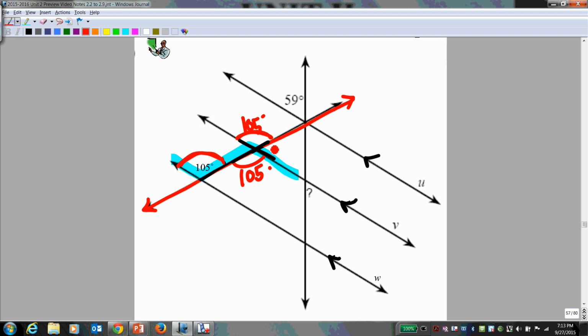Be very careful here. There's another set of armpits of the Z. I'm going to switch colors so you can see it. Armpits of the Z. That means this whole thing is 105. Corresponding, same side, right there, that's 105. Let's see what else we can do here. Always ask yourself what you can do. Don't overlook the obvious. We have another vertical angle right there. That's 105.